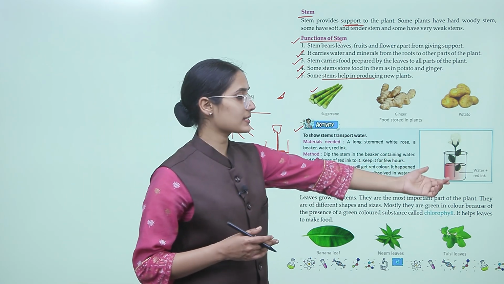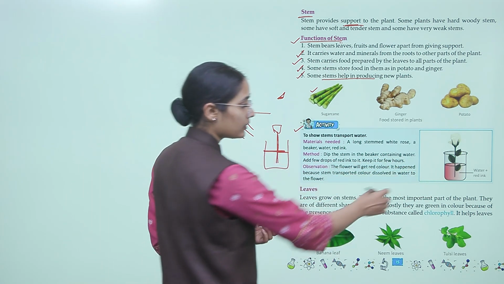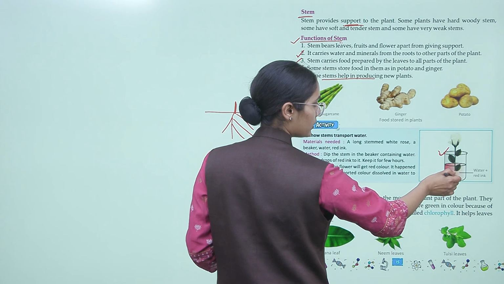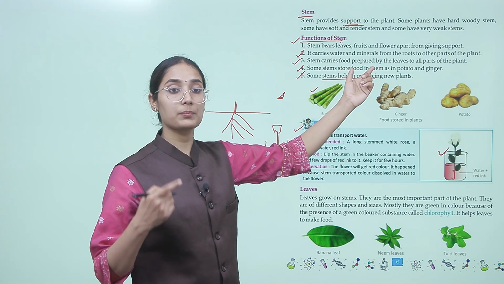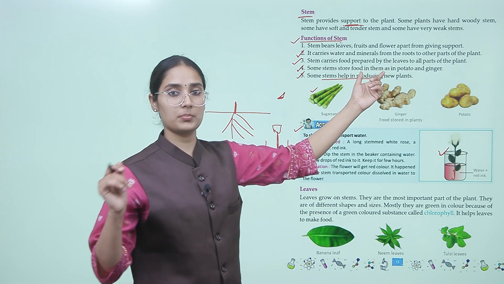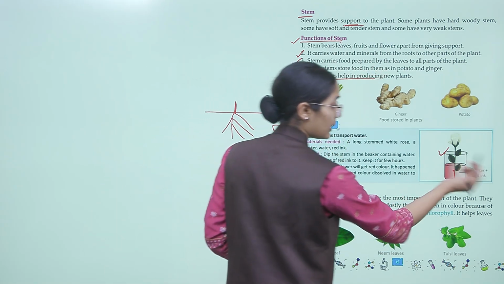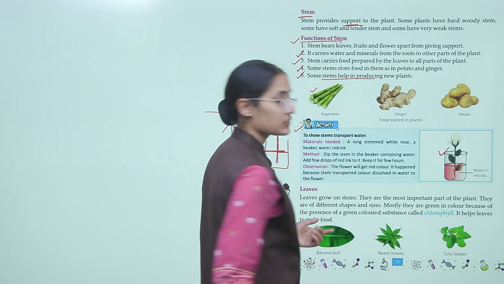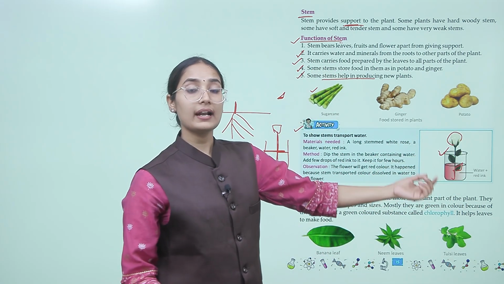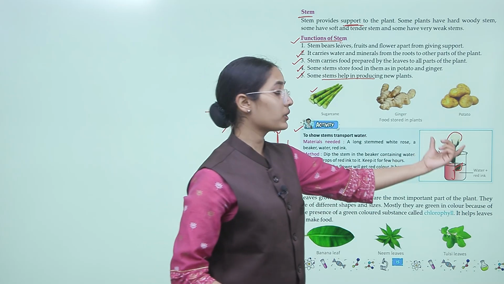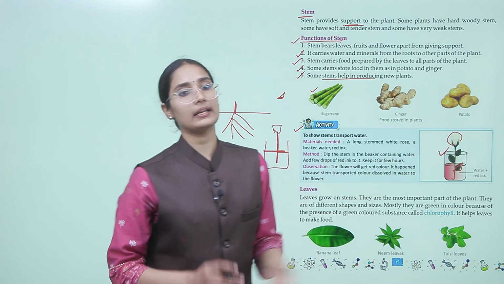So during this time, what happened? The red colored water got transported through the stem because the stem carries water to other parts of the plant. What are the other parts? The leaf is one other part, and the flower is also another part. When this red water got transported to the flower, it turned red.